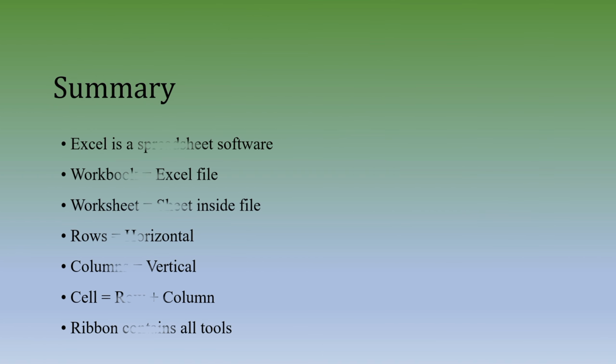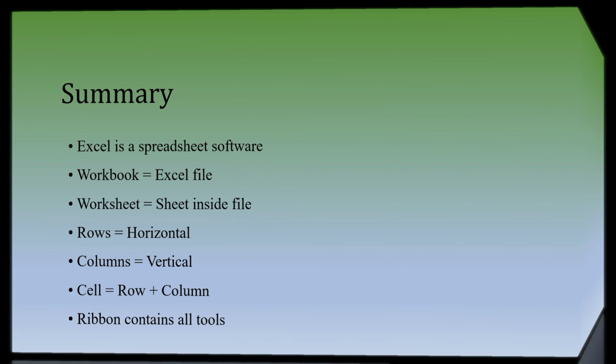Let's quickly revise what we learned today. Excel is a spreadsheet software. A workbook is an Excel file and a worksheet is a sheet inside the file. Rows are horizontal, columns are vertical, and cells are where rows and columns meet. We also learned about the Excel interface.